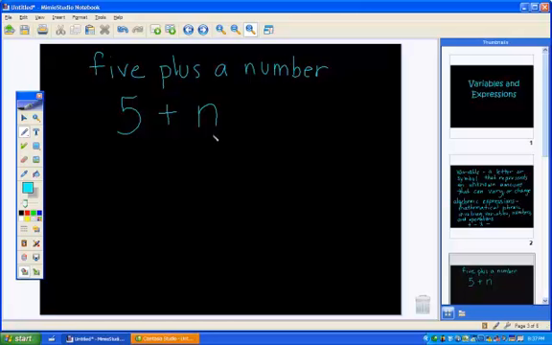5 plus a number. We don't know what that number is, but we're going to be learning how to use these to solve for unknowns. So it's as simple as that, just writing an expression today. So we're going to look at some more examples of some expressions.